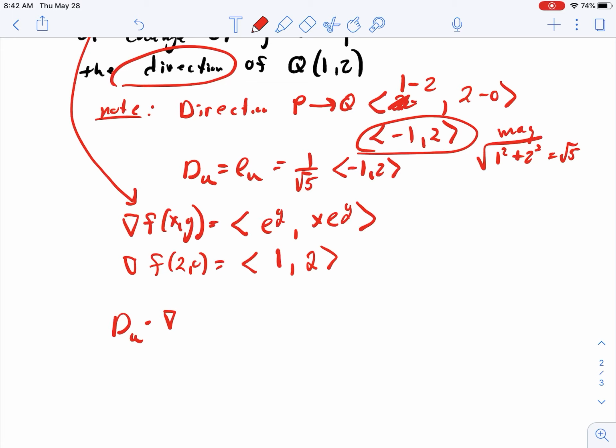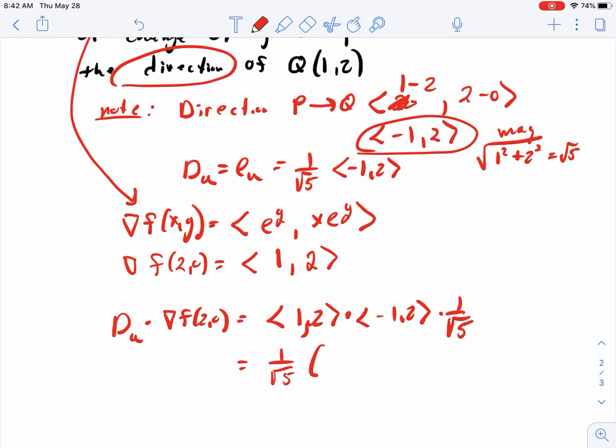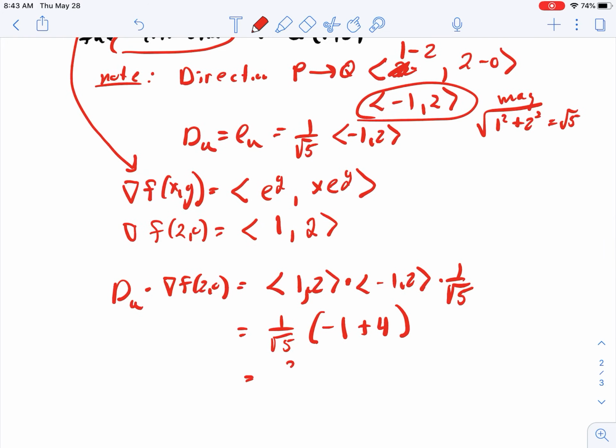So now putting all the pieces together, so du dot gradient of f at (2, 0). So taking (1, 2) and dotting it with (negative 1, 2), and put the square root of 5 on the outside. So 1 over root 5, and that would give me negative 1 plus 4. And what I have then is 3 over root 5. Okay.